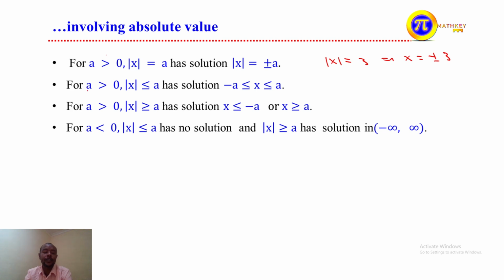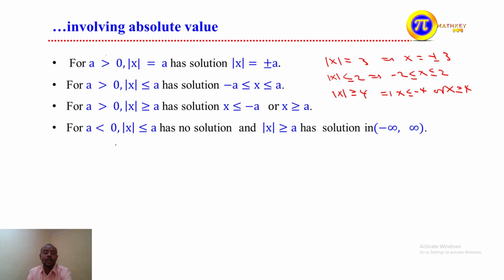Similarly, if a is greater than 0, and absolute value of x is less than or equal to a, consider absolute value of x less than or equal to 2, which implies negative 2 is less than or equal to x, less than or equal to 2. Similarly, if the absolute value of x is greater than or equal to a, then x is greater than or equal to a, or less than or equal to negative a. For example, absolute value of x greater than or equal to 4 implies x is less than or equal to negative 4 or x is greater than or equal to 4.